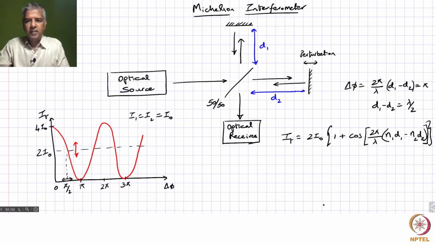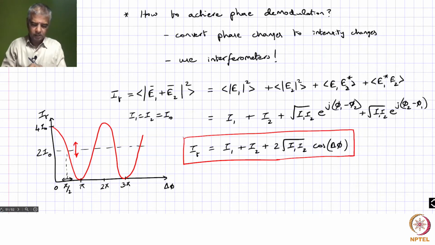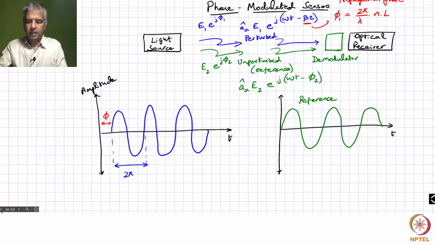Hello. In our last lecture, we started talking about phase modulated sensors, and we essentially said whenever you want to measure phase, your optical receiver is not sensitive to phase changes. So you'll have to use a demodulation mechanism where any phase changes can be converted to intensity changes or amplitude changes, which can further be picked up by the optical receiver.